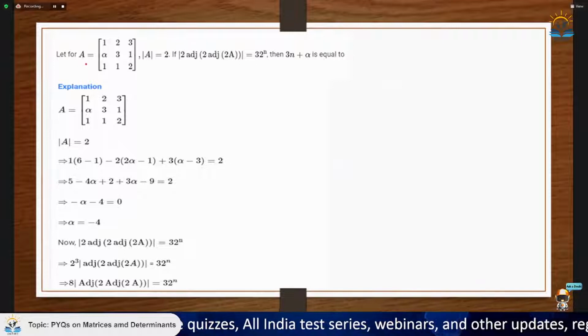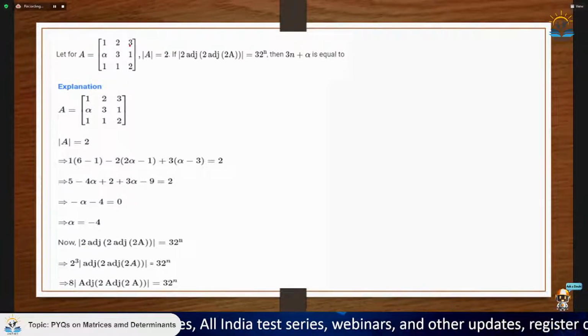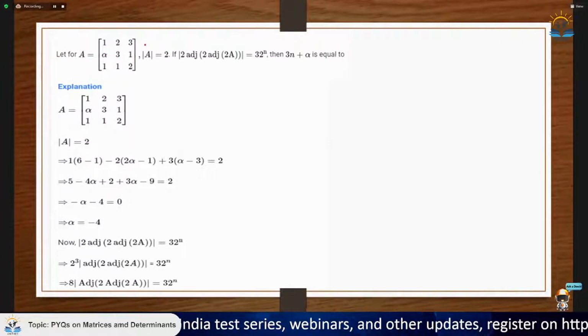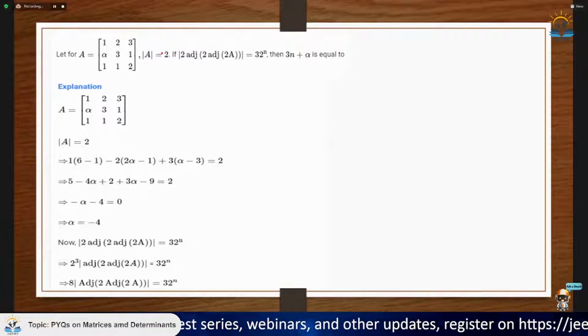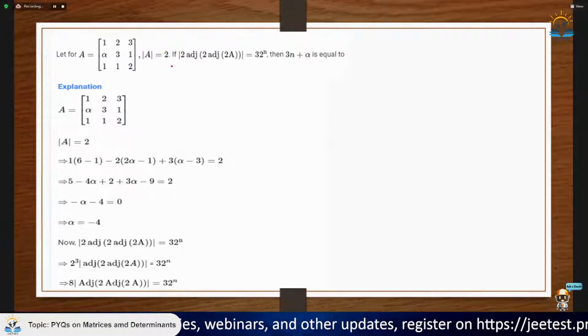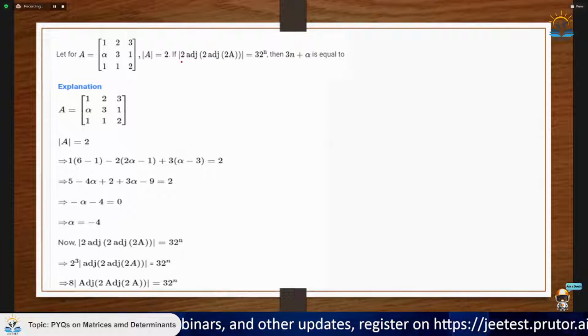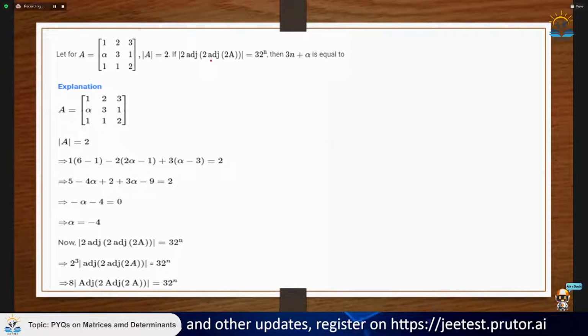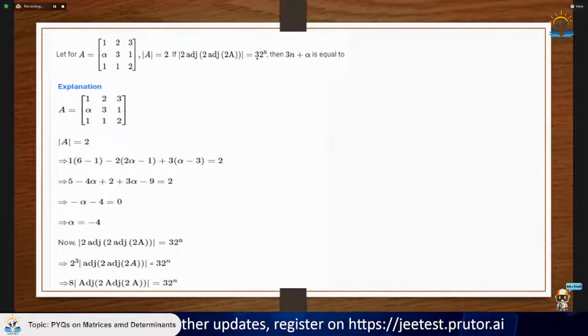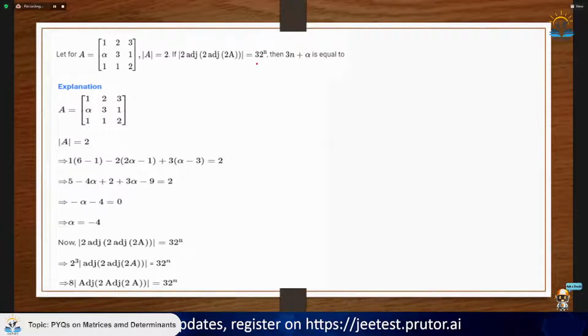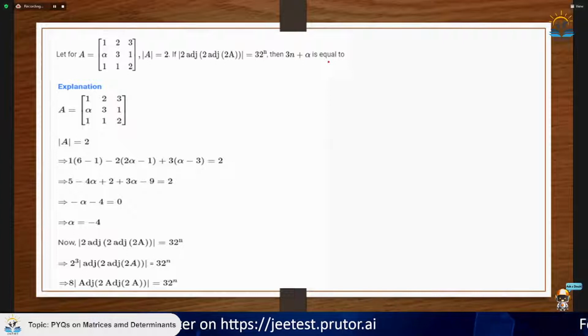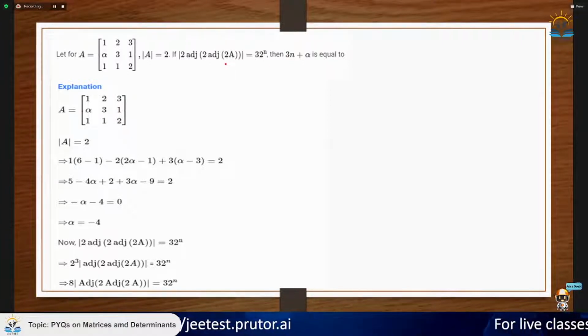A matrix is given to you. A is equal to 1, 2, 3, alpha 3, 1, 1, 1, 2. Then determinant of A is given to you as equal to 2. If 2 times adjoint of 2 times adjoint of 2A is equal to 32 power n, then 3n plus alpha is equal to what? They're asking you this thing. So again, same thing, you have to apply the properties of adjoint, nothing else.